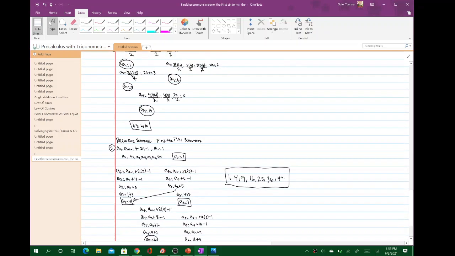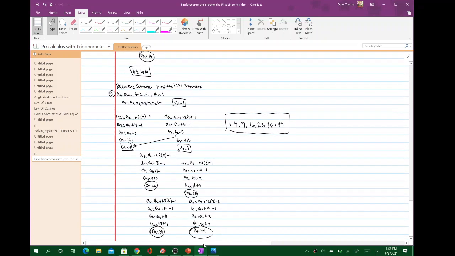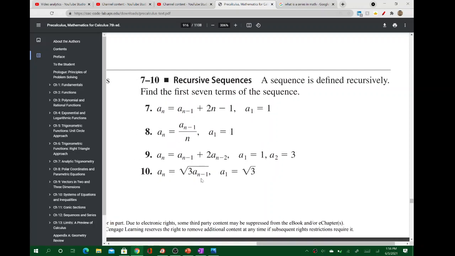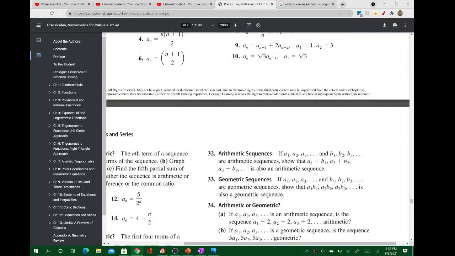Okay? That's how you do that part. Now let's look at... So yes, these are a little bit longer depending on what term they want you to find, or how many terms they want you to find.